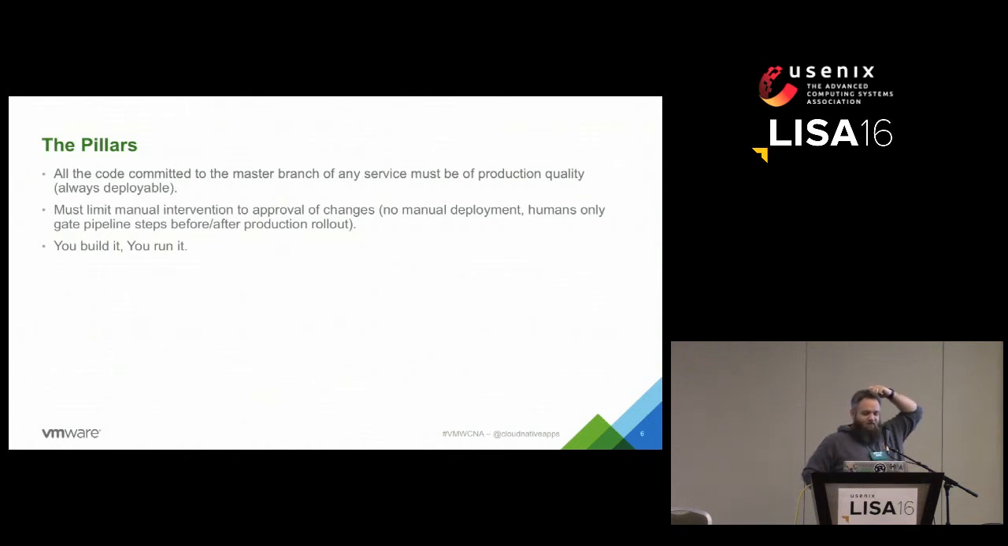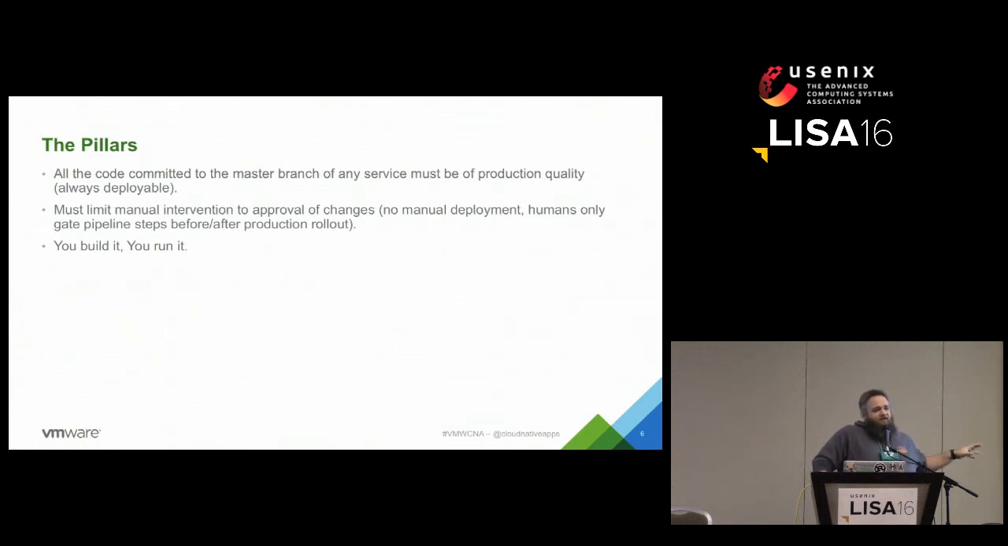So when we started building the service, we wanted to create some sort of pillars to build our quality ID on top of. So we came up with these three. All the code that reaches the master branch of any service must be deployable. So you never, ever, ever break master. If you break master, something is wrong with the process that got that code into master. So we have to fix the process first. It hasn't happened yet, thankfully, but that's the way we approach it.